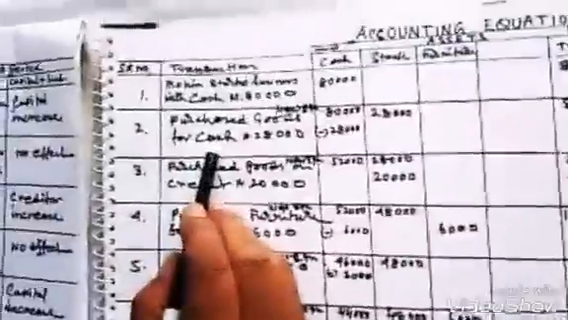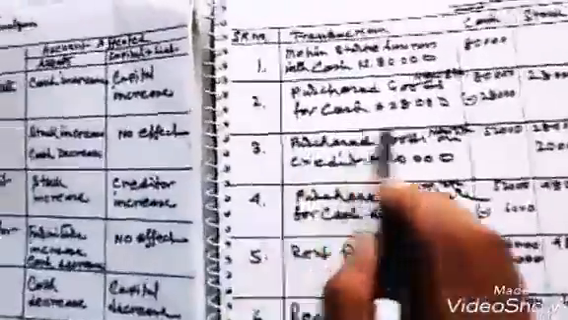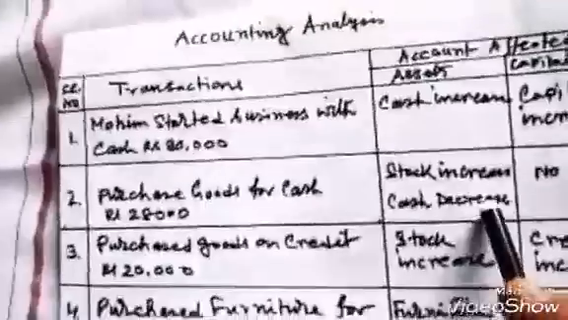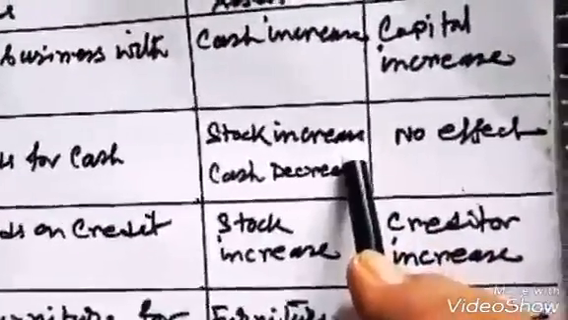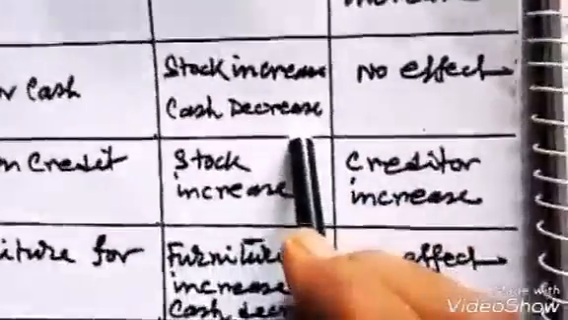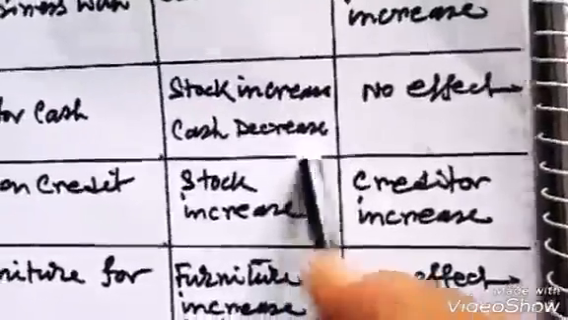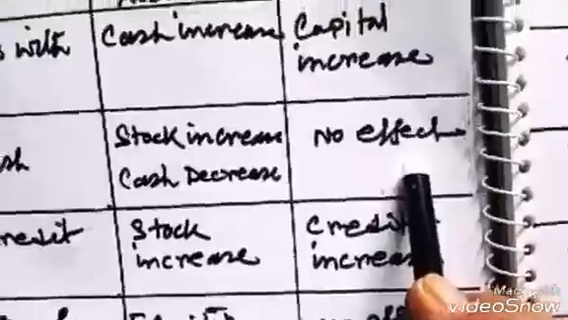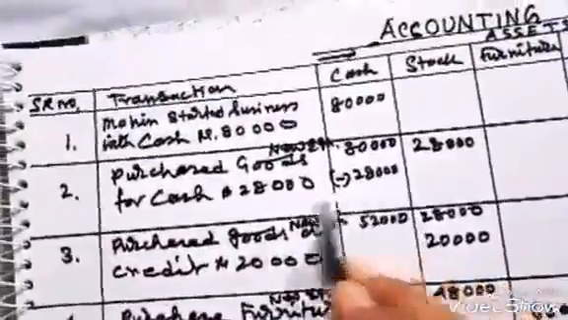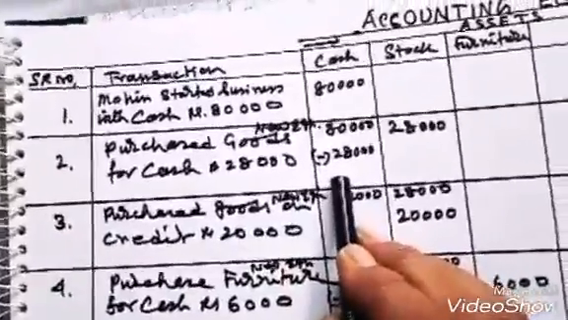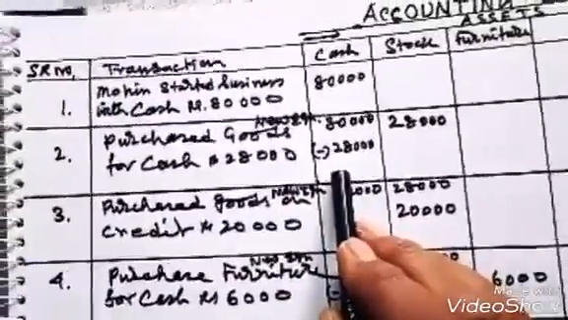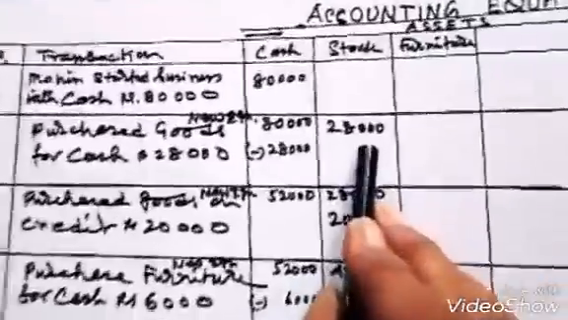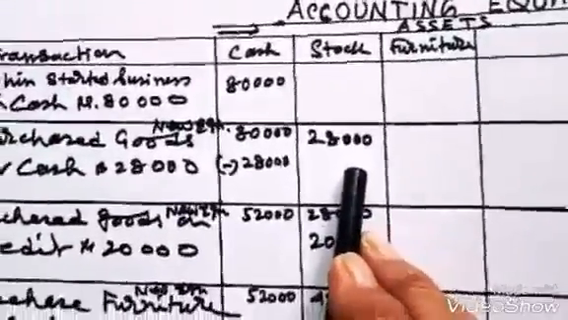The next transaction, that is purchase goods for cash rupees 28,000. See, in the accounting analysis it is stock increases by 28,000, cash decreases by 28,000, but there is no effect on the capital plus liability side. Now come here. So cash decreases by 28,000 and stock increases by 28,000.